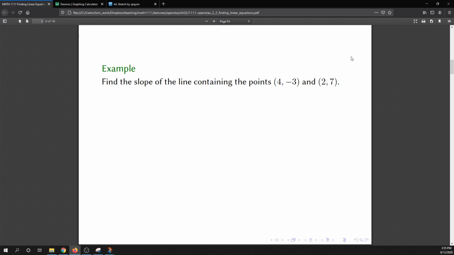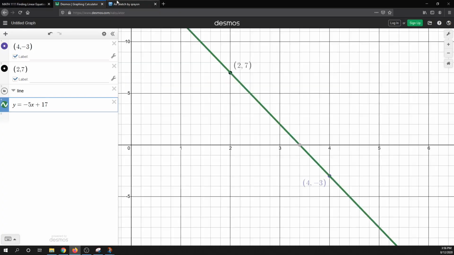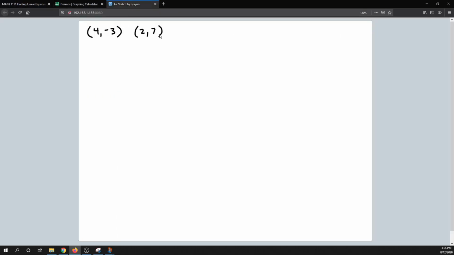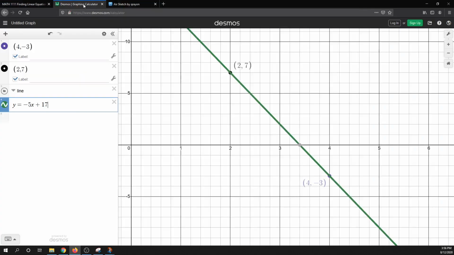Okay, so in this example, what we want to do is to calculate the slope of the line that contains the points 4, comma, minus 3 and 2, 7. So 4, negative 3 and 2, 7. So I've calculated those out right here. And so this green line goes through 4, negative 3 and 2, 7. Right? So there's the line. And what we want to do is calculate the slope of that line.